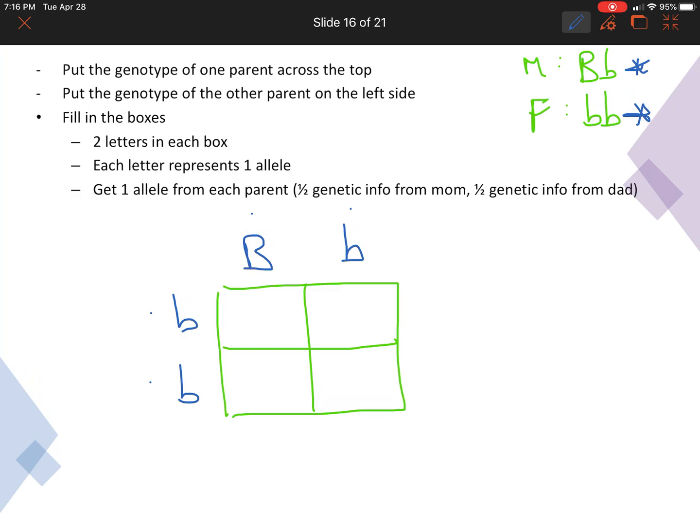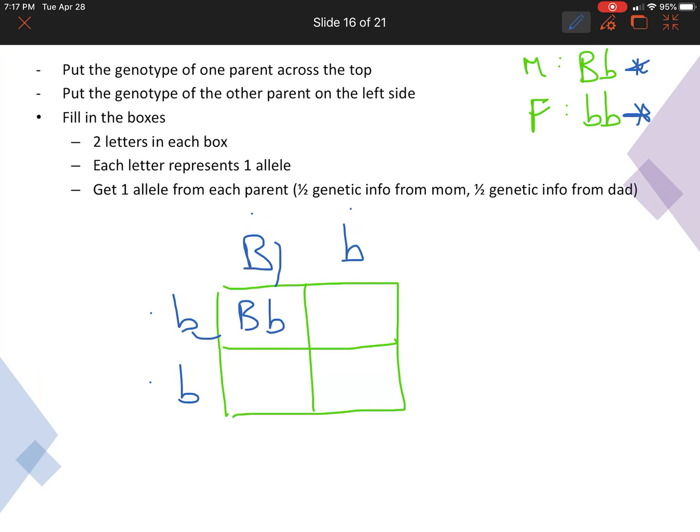Now, next you're going to fill in the boxes, with two letters in each box. What you're going to do is take this letter and bring it down, take this one and bring it across. So I just cross those. It's kind of like a multiplication table. You know how they have those big multiplication tables and you put your fingers, one at the top, one on the side, and you can move them together to find what you're looking for.